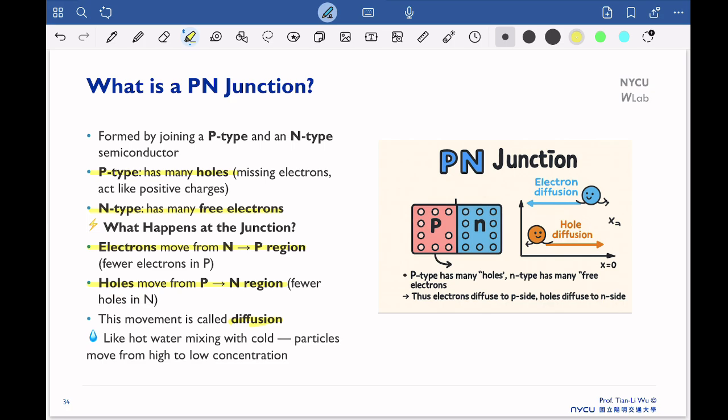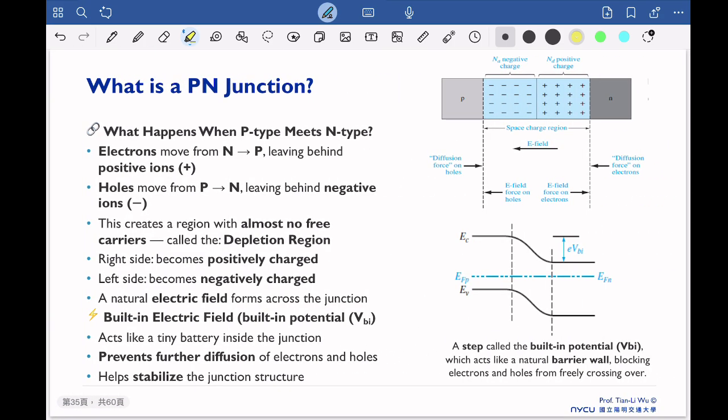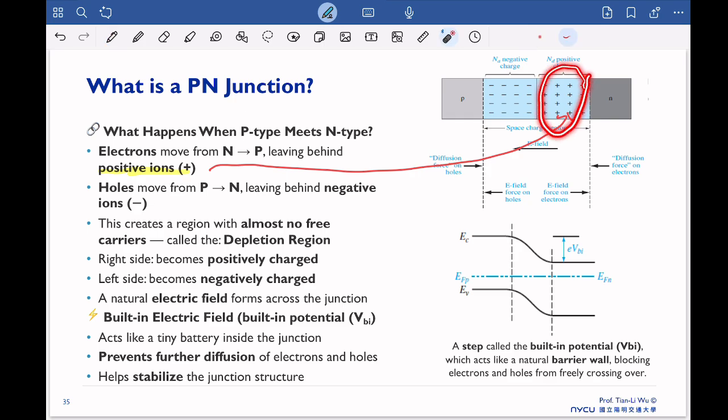But actually, we will not only have diffusion inside the PN junction, we have something cooler, which is that we actually have an internally induced electric field. So when the electrons move from N to P, we will have some positive ions left, which is here. So you have electrons move from right to left, and then you have some positive charge ions left here. And in the meantime, you have holes move from P to N, then you will have some negative ions left at this region, right?